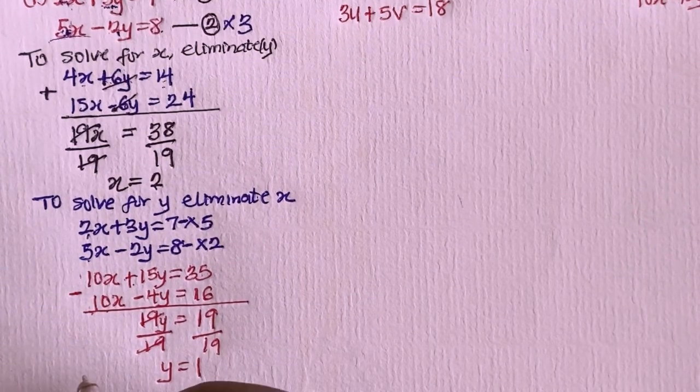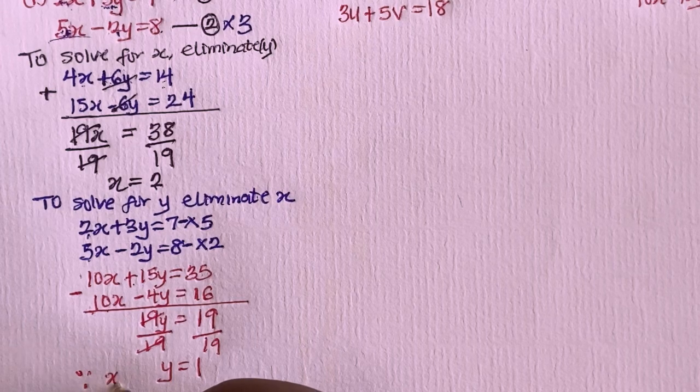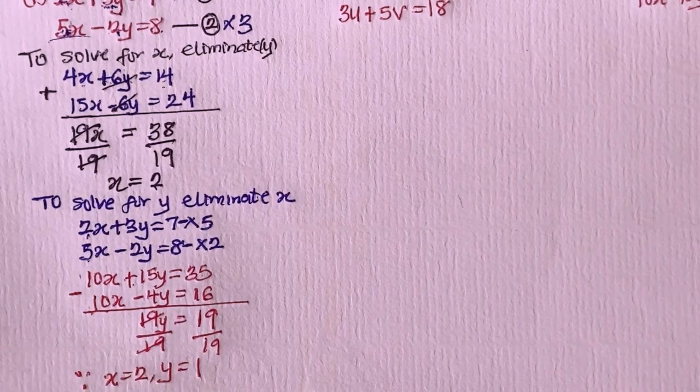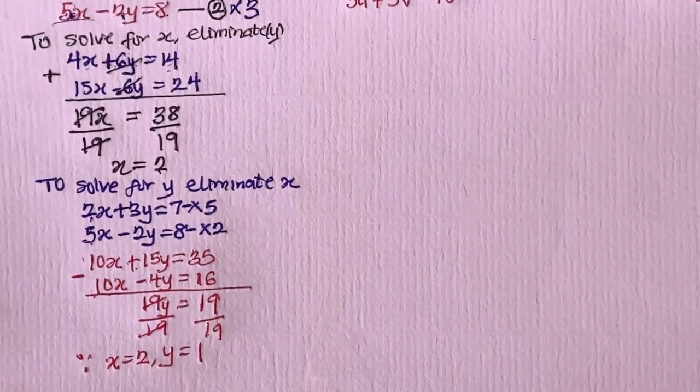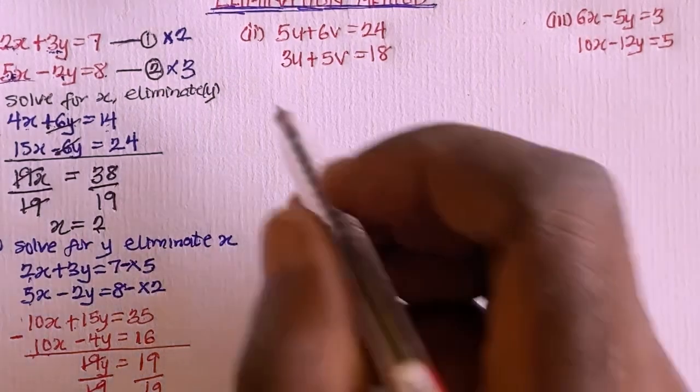So simply, therefore, y is equal to 1 and also x is equal to 2. So that's just it. This question is basically equations in two unknowns. The two unknowns are x and y. So after that, let's move to the second question.